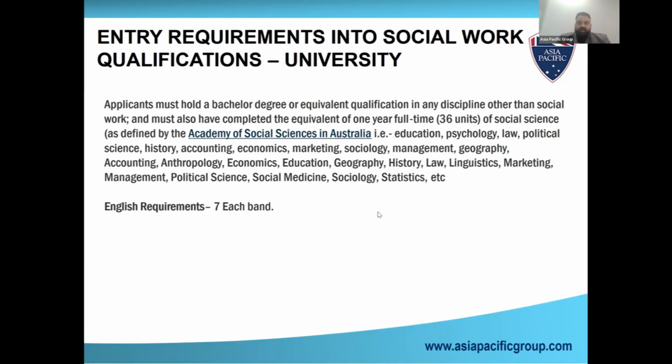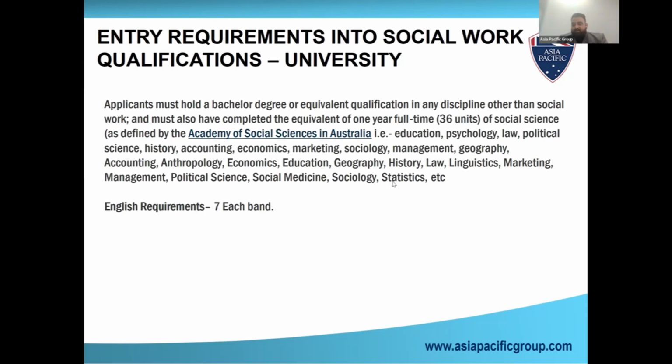So if you are planning to go into a master's of social work, the entry requirements for a university are that you must have a bachelor's degree or equivalent in any discipline other than social work. When I say other than social work, it can be anything, but there is a little catch: you must have completed at least one full year in social sciences, education, psychology, history, accounting, economics, marketing, sociology, or management.